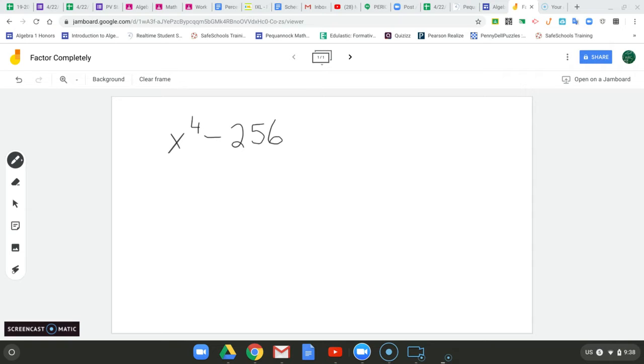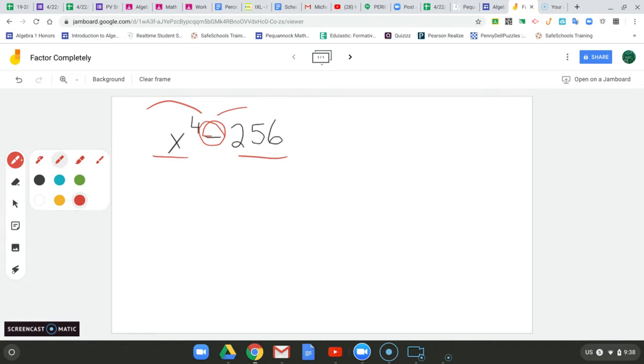All right, here's a problem of the day. It's x to the fourth minus 256, and we have to factor that. And this would be one of those things where you would see the words factor completely. So hopefully you can see this is the difference between perfect squares. Again, we talk about it this way, the difference, okay, and it's between two perfect squares.